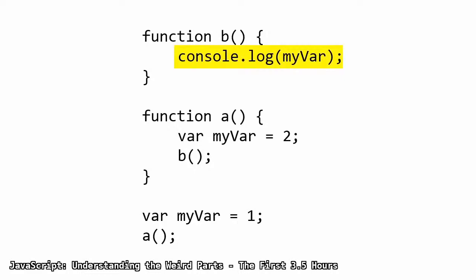So what do you think is going to happen when we get to that line in function B and we console.log myvar? Remember, when B is invoked or executed or run, it creates a new execution context, puts it on the stack, and puts into its variable environment any variables that are declared. But myvar is not declared. So what do you think is going to happen?